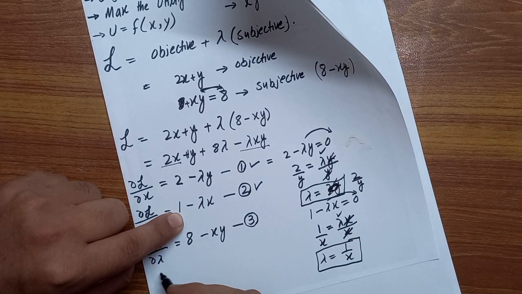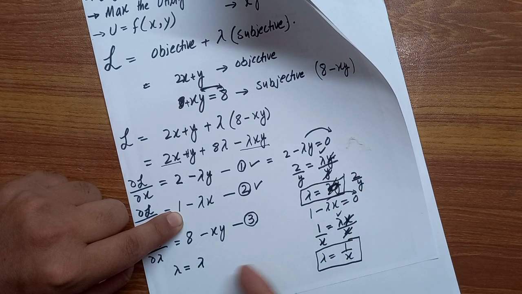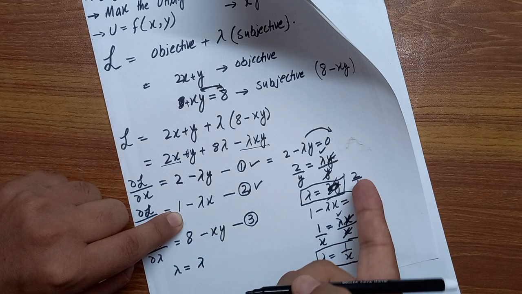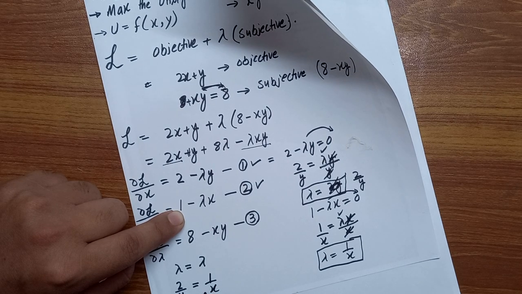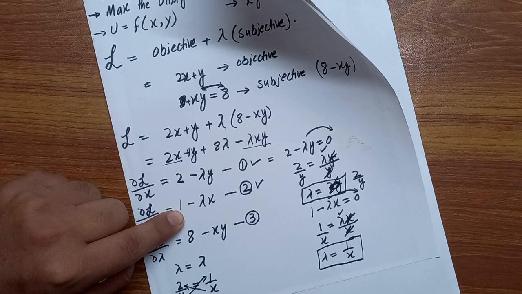So now we can say that lambda is equal to lambda. Now put the value of the first lambda and the value of the second lambda. The first lambda is 2 divided by y, with equality, and 1 divided by x. Now we have cross multiplication: 2 multiplied by x will be 2x, is equal to 1 multiplied by y, which is y.